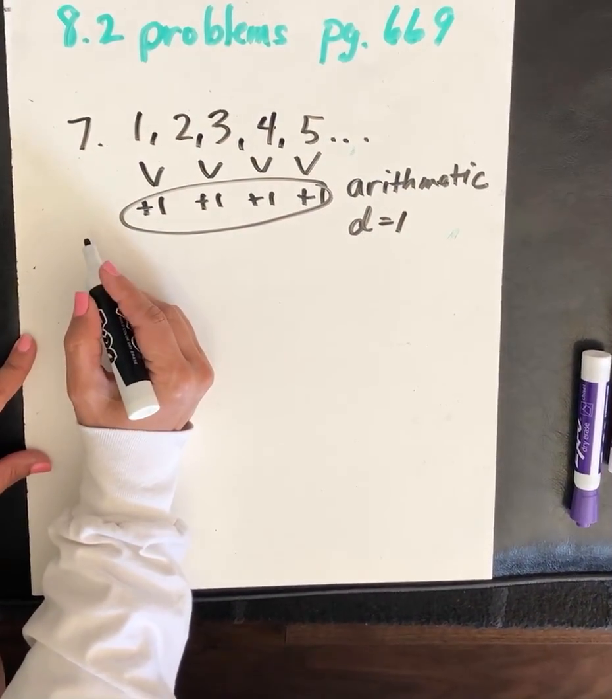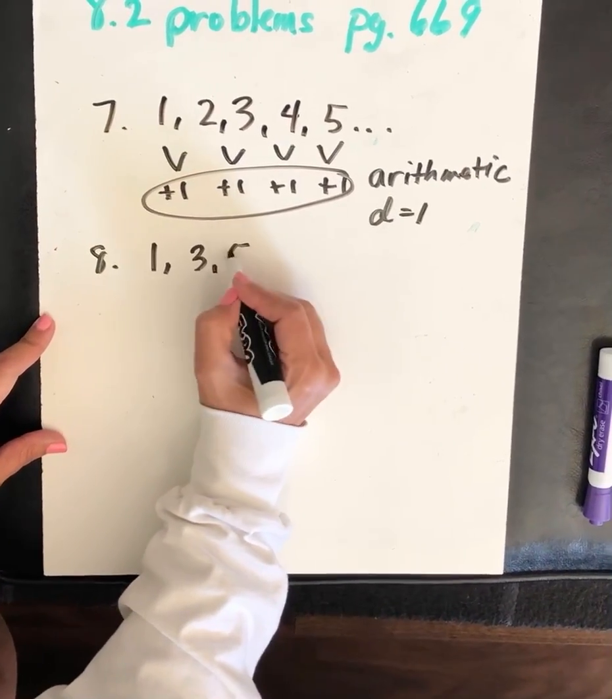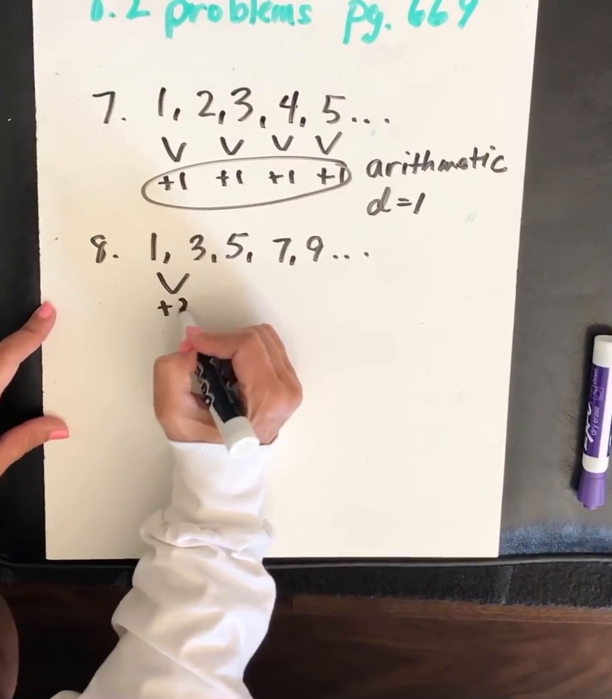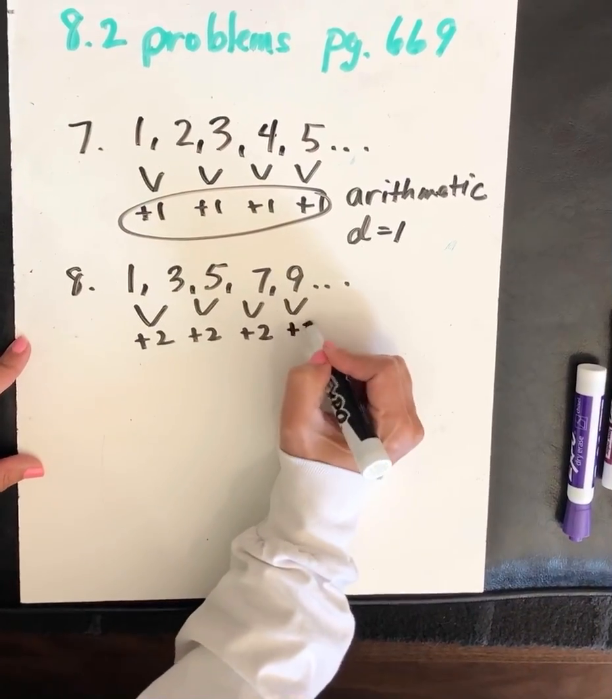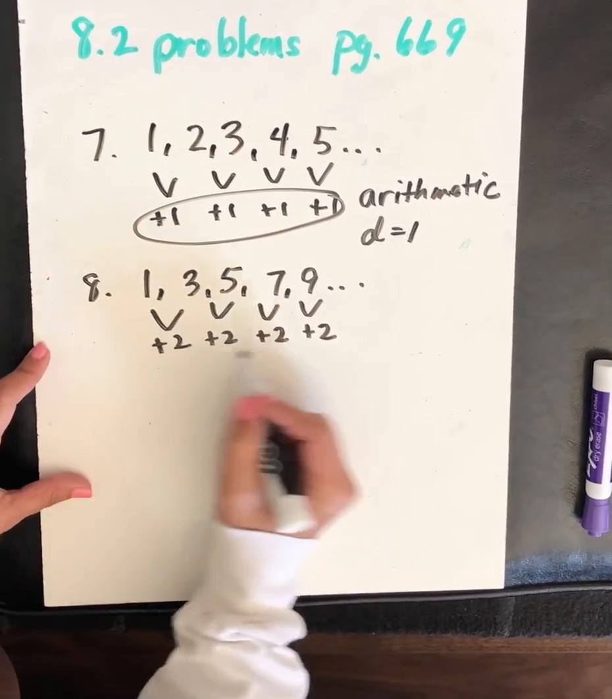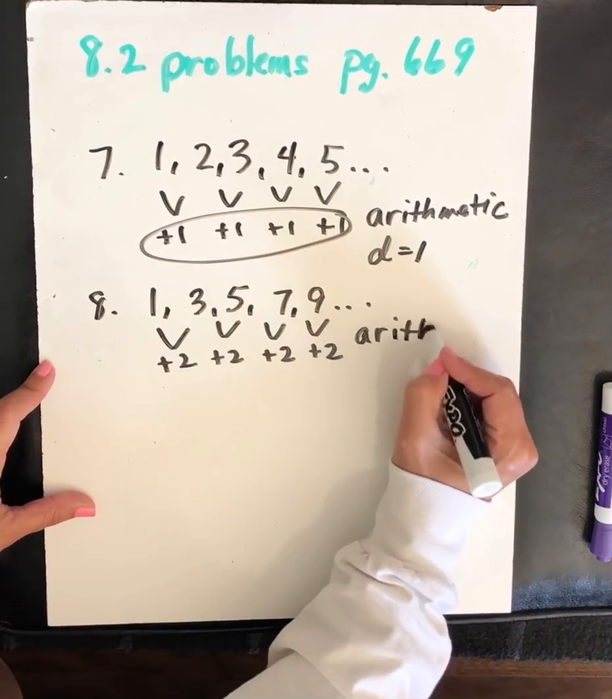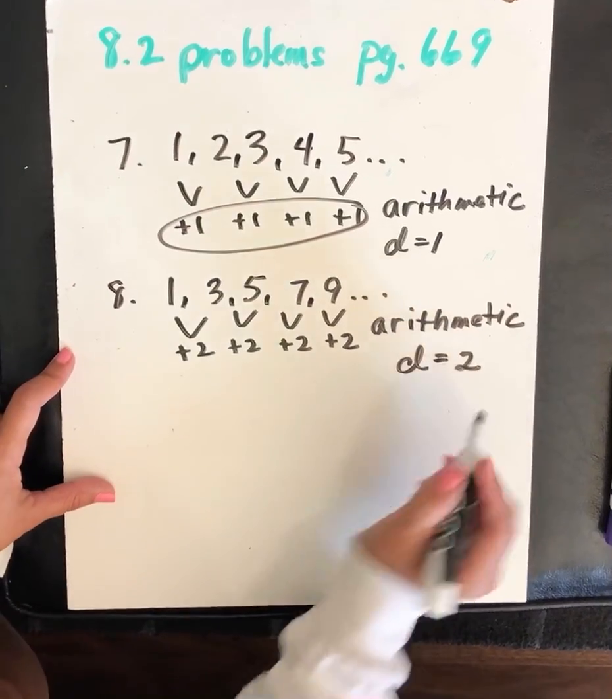Now let's look at number 8. So on number 8, here's our sequence: 1, 3, 5, 7, and 9. Again, if there's a common difference, so this one we keep adding 2 to get to the next term. It's a constant amount, it's what you add each time, so it is an arithmetic sequence, and the common difference, or D, equals 2.